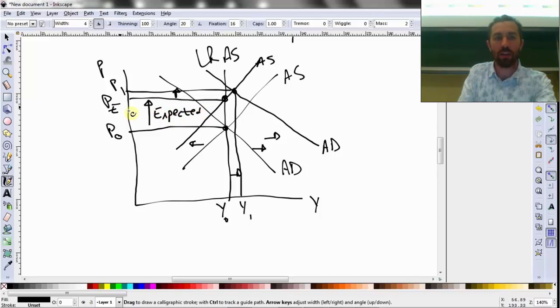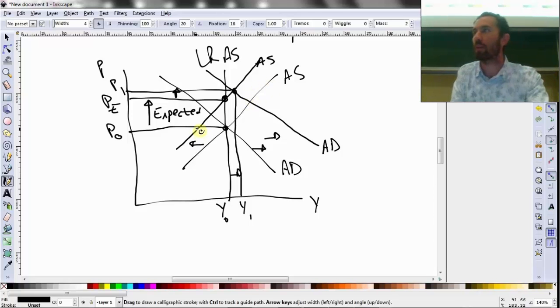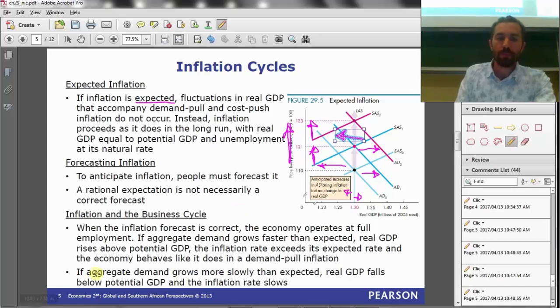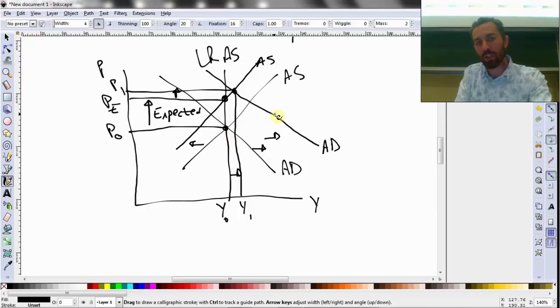That expected increase in prices shifted the aggregate supply curve. Okay? But that shift was not enough to deal with the total increase in prices. Therefore, the economy behaves like it does in demand pull inflation. That's right, because we've got demand shifting further than what we anticipated, so we're ending up with output being greater than our full employment level, and because output is greater, prices have risen, and now this kicks off demand pull inflation, right? Demand is increasing, and now there must be a supply side response.